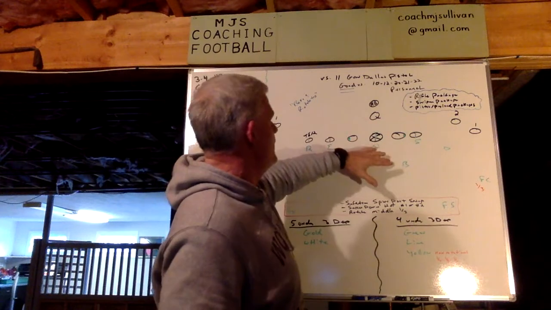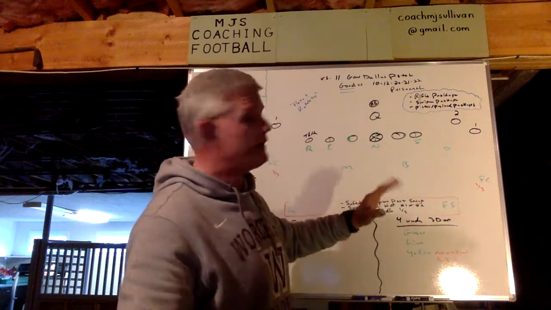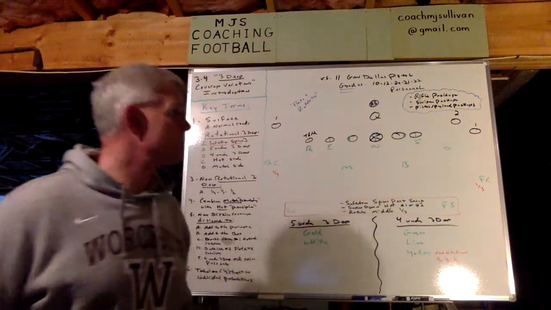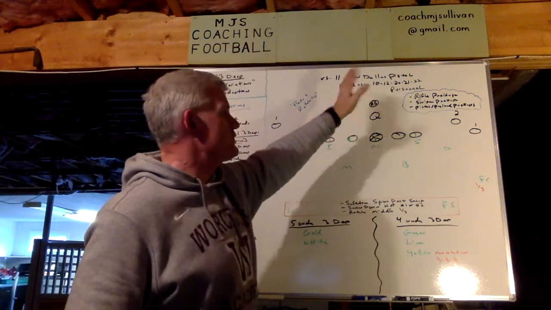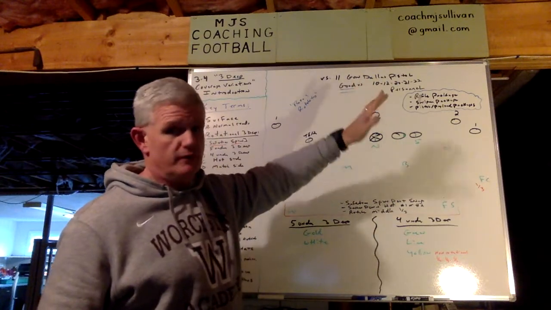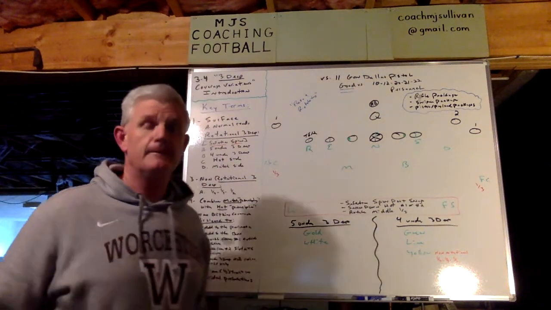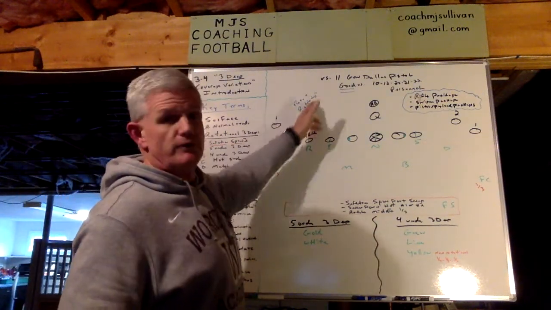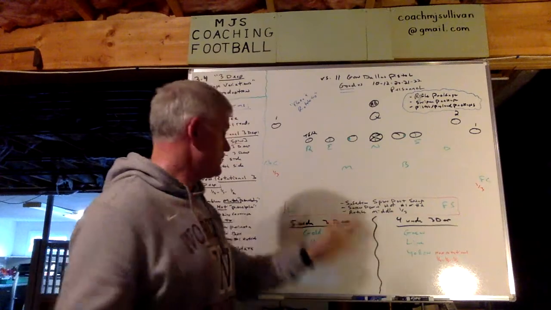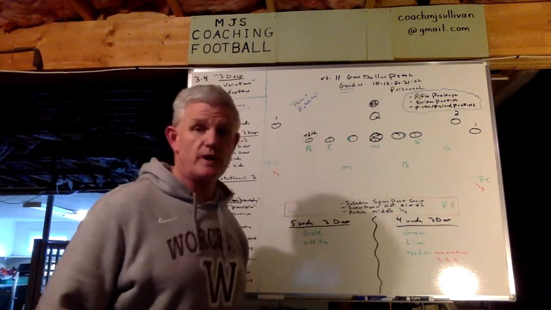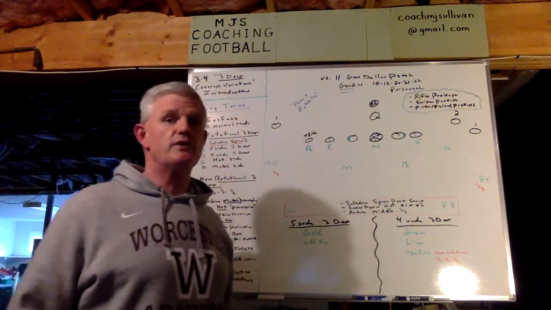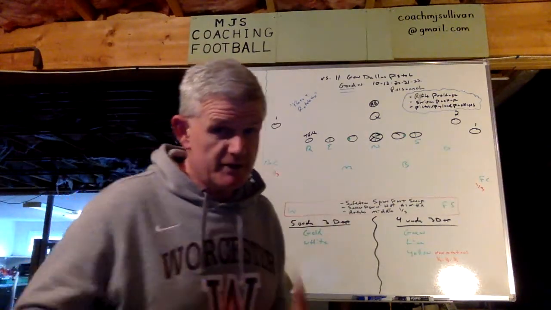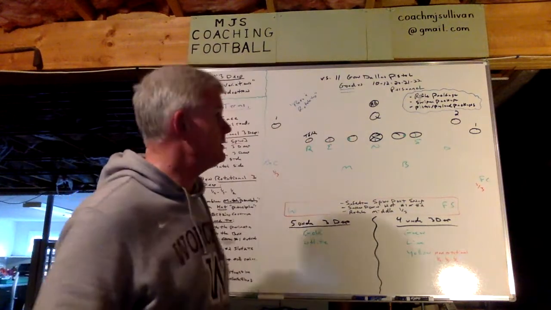This illustrates our base 3-4 look versus 11 gun Dallas pistol, but it's good versus everything: 10, 12, 20, 21, 22. We've used it versus everything. Okay? We can run this out of our base and rotate tag. This happens to be base, but we can also run any of our 3 deep coverage variations out of the rotate tag. Again, our alignment is our disguise.